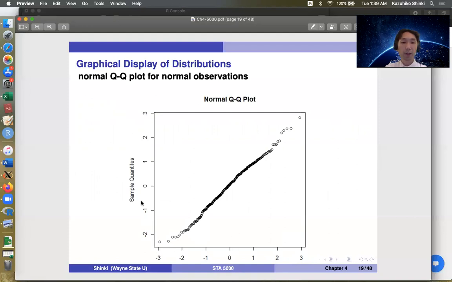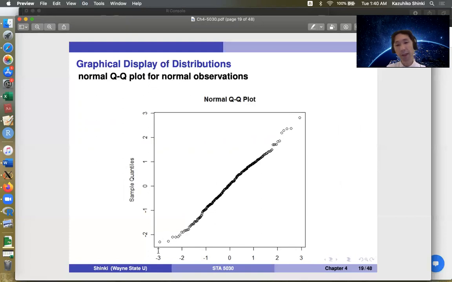The y-axis is the actual observations. Remember that the y coordinates are just the ordered observations, and the x coordinates are a kind of theoretical typical realization, F inverse of 1 over 301 to 300 over 301. The x coordinates of these 300 points are always the same. So if you generate a different data set, still the largest one is around 3, the smallest one is around -3, the second smallest one is around maybe -2.6, and so on.